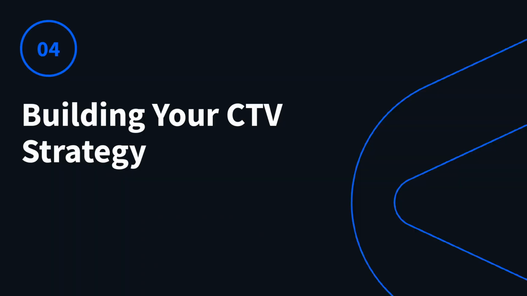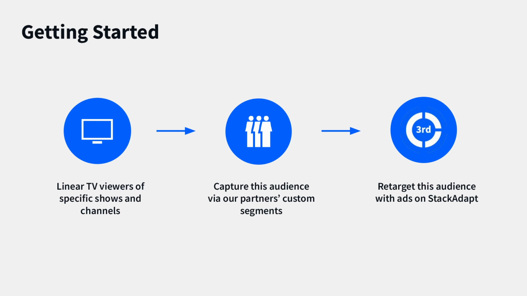Amazing. So that is a great segue into our last topic, which is building your CTV strategy. Perfect. So building a CTV strategy, I think the main thing to mention is that CTV falls as a part of your wider marketing mix. So the first step, just to get things started from a StackAdapt point of view, is understanding what kind of specific shows or channels viewers of linear TV are watching. And we can then capture these audiences via our partners' custom segments. So we can build customized segments to make sure that we are reaching the correct households or correct users with the relevant message, which will come to the third part of retargeting this audience with the relevant ads on StackAdapt.